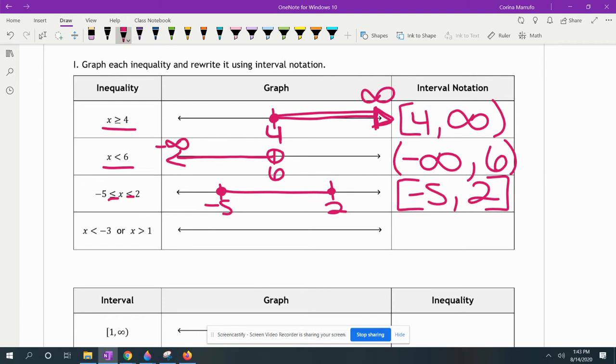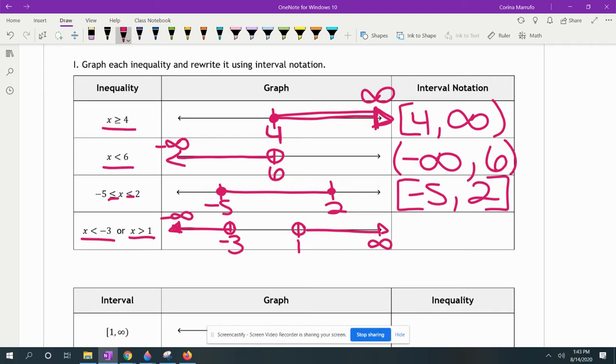This one we have two possibilities. It's x is less than -3, so that's what I'm going to start with. Here is -3, and all the numbers less than -3 are this way. So this side is negative infinity, and since it's less than, it is an open circle. Then we have x is greater than 1. So here is 1. We're going to make an open circle, and all the numbers that are greater than 1 are this way. On this side is our positive infinity.